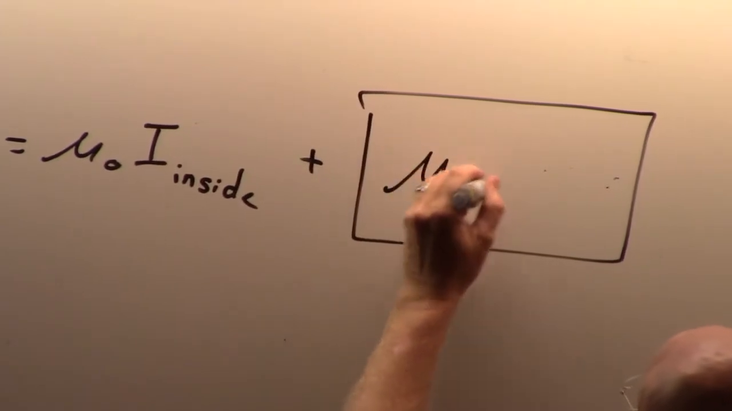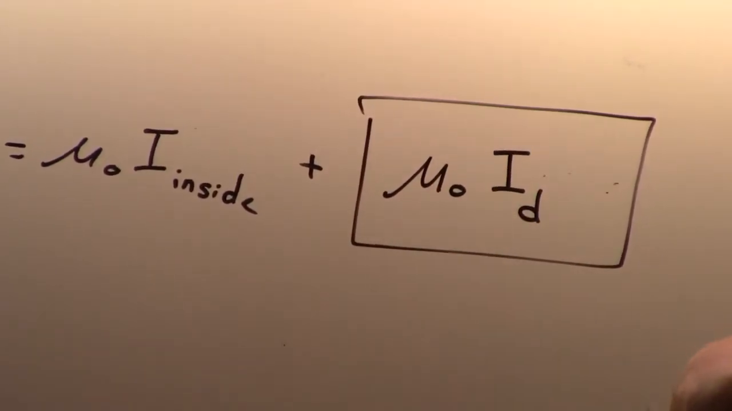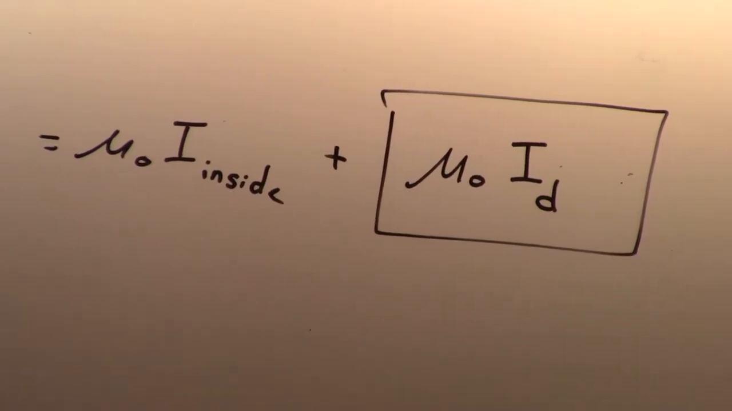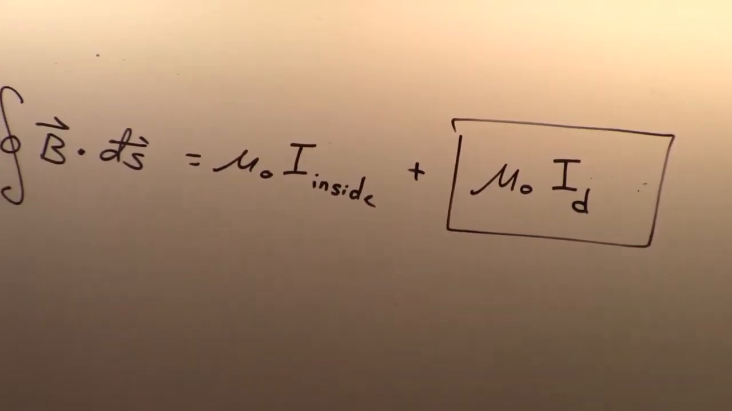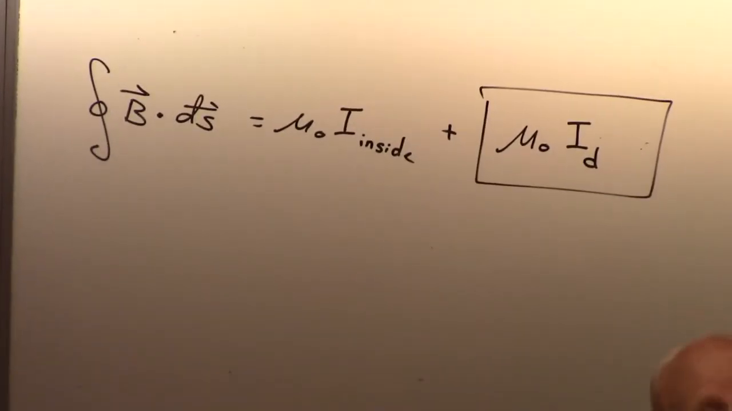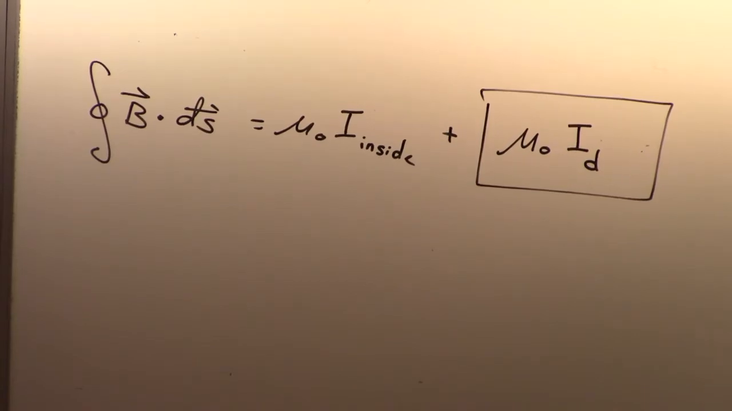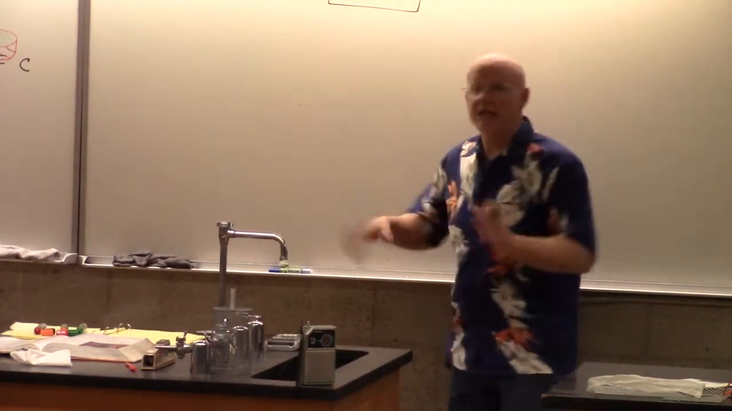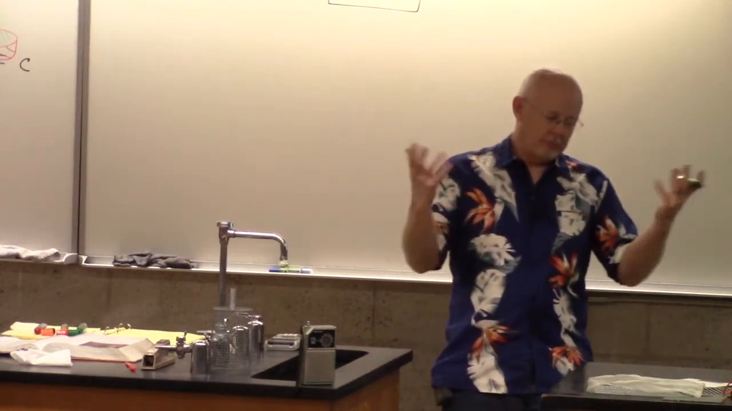So he writes this as mu naught times I sub d, sub d for displacement current. You heard me earlier say I'm not real crazy about the name, but that's what he called it. Number one, because when you use the word displacement, I don't think it has the same meaning today. Like I said, there's something missing, something displaced. If you remember it that way, you'll hopefully understand his thinking. There's a missing current.